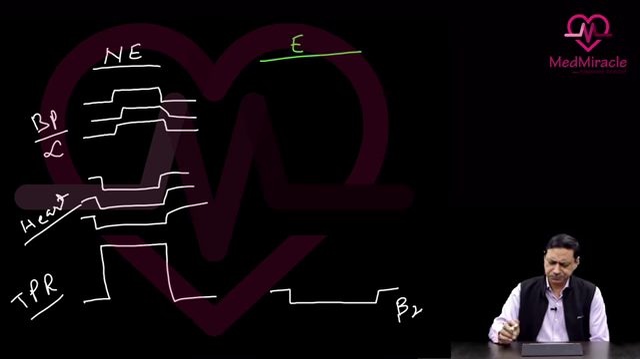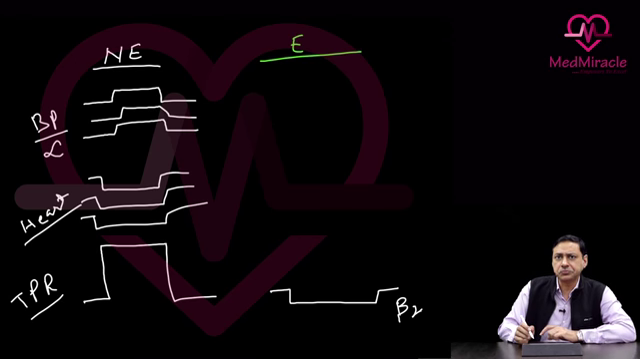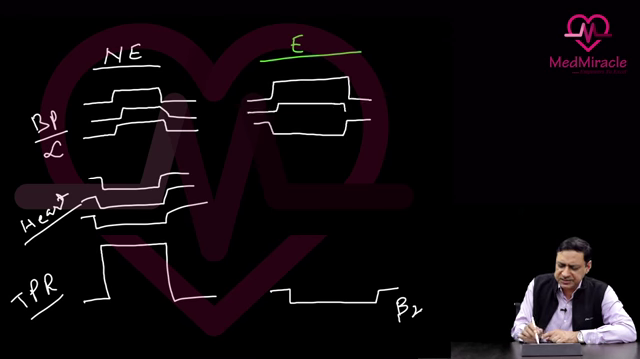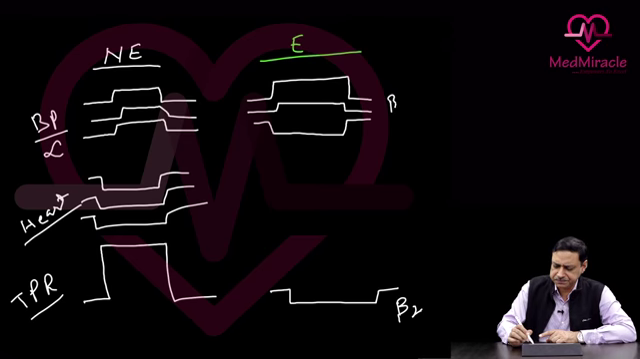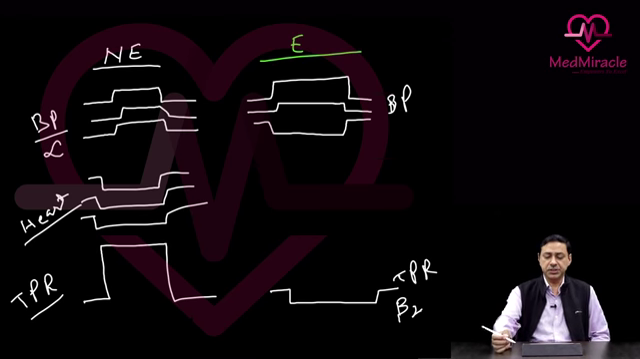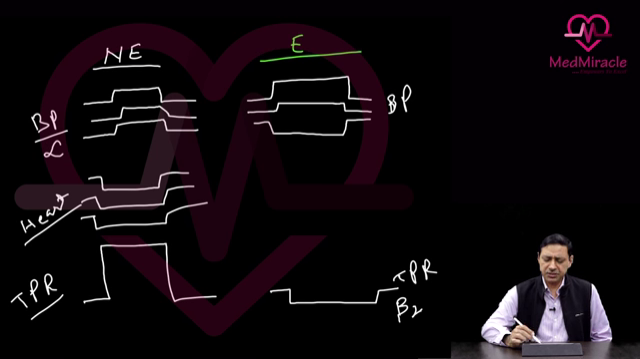What will happen to BP? Total peripheral resistance is low, therefore diastolic is low, but systolic is more. Mean blood pressure is slightly increased. This is BP. This was TPR. Now just see, mean blood pressure is not that increased. Mean blood pressure is only slightly increased.